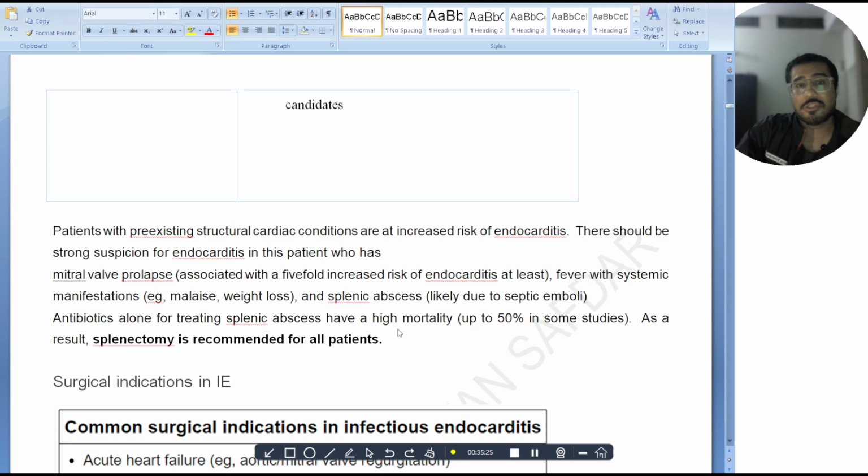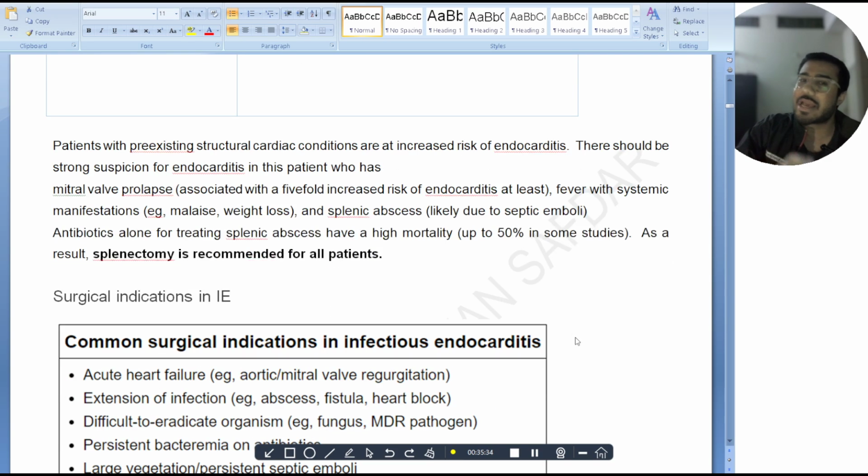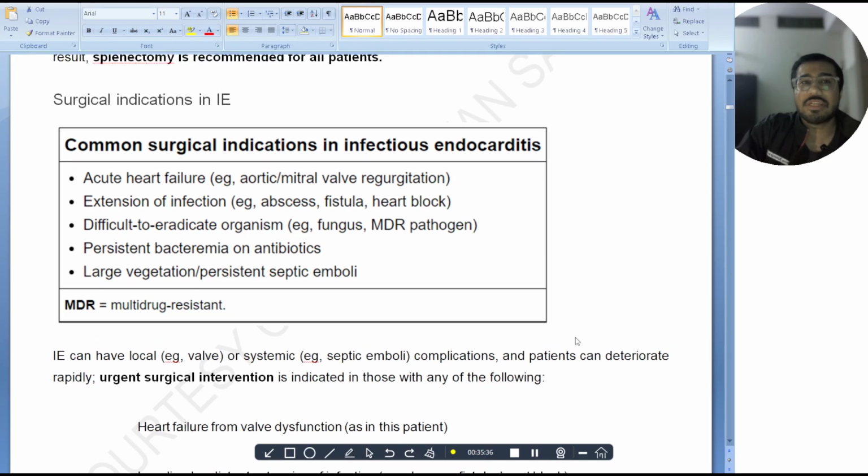Antibiotics alone for treating splenic abscess have a high mortality, up to 50% in some studies. No, antibiotics won't be able to clear it. So you have to do splenectomy as well. Surgical indications of infective endocarditis, that is also really easy to decipher even without reading.